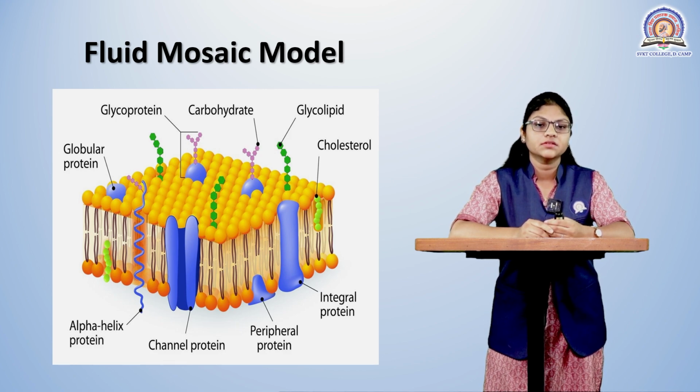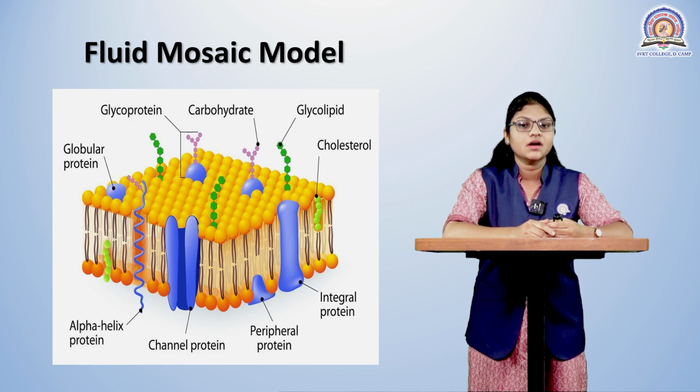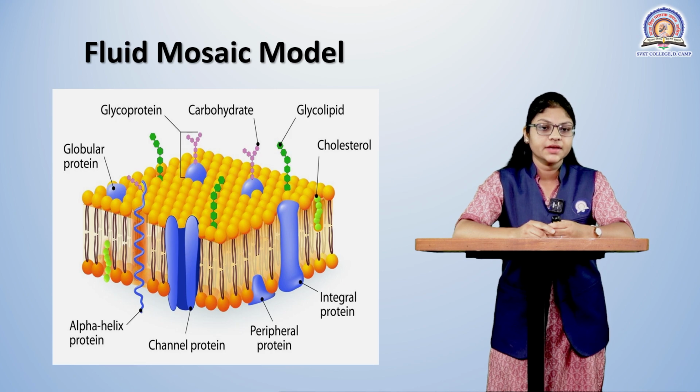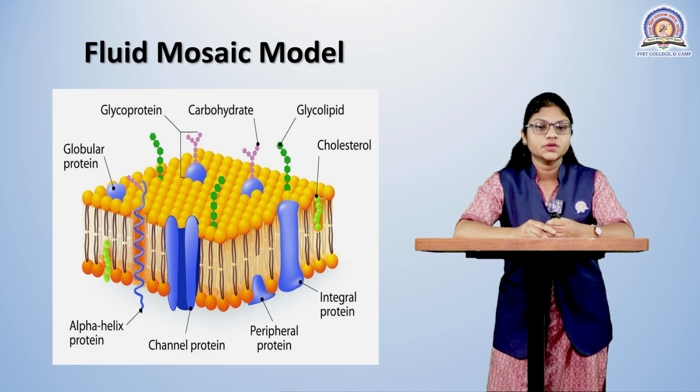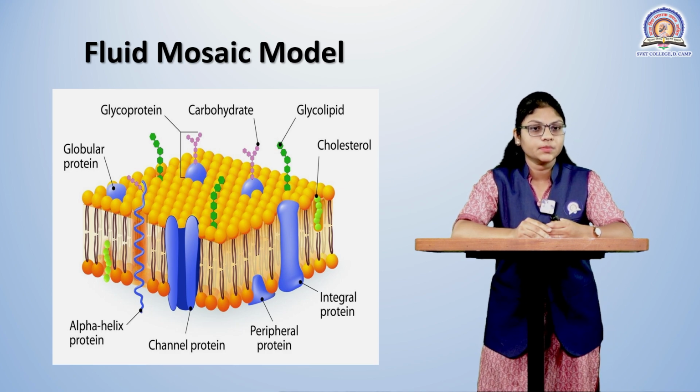Here we can see that there are two layers of phospholipids, in which the integral proteins are present. Integral proteins traverse the cell membrane, and they are modified into channel proteins and alpha helix proteins. Both these integral proteins help in the transportation of molecules. Then there are some attached peripheral proteins, which are attached to the outer and inner layer of the plasma membrane. Peripheral proteins are also called exterior proteins. These are modified into globular proteins.